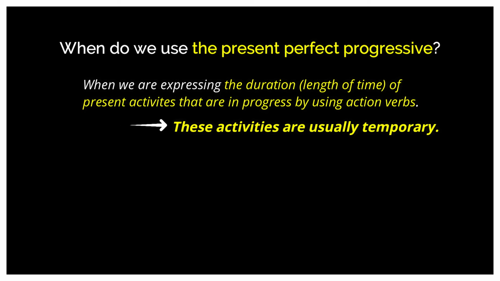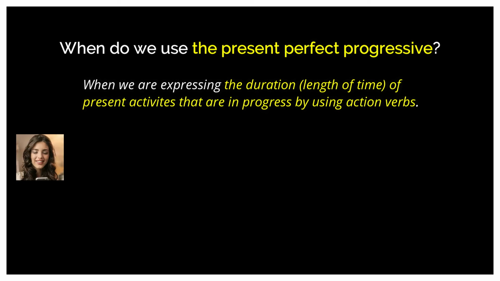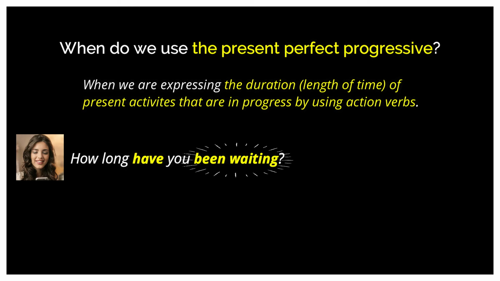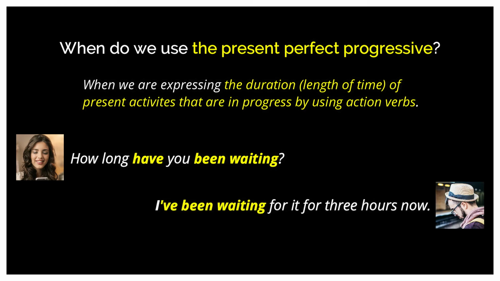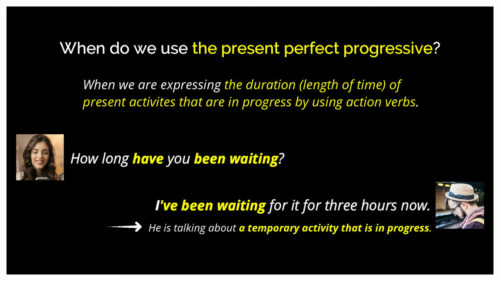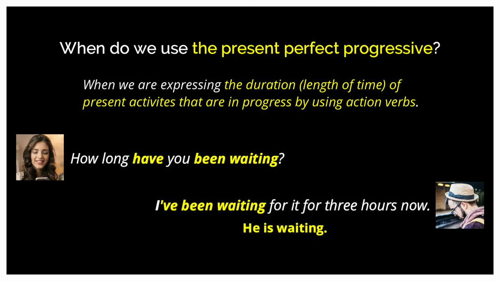So just like in our example, when the woman asked the man, "How long have you been waiting?" Right? Been waiting. You see, that's the action verb, waiting. And the man answers, "I've been waiting for it for 3 hours now." He's talking about a temporary activity that's in progress. He's waiting. He's been waiting for 3 hours. Okay, so you see how it's used?